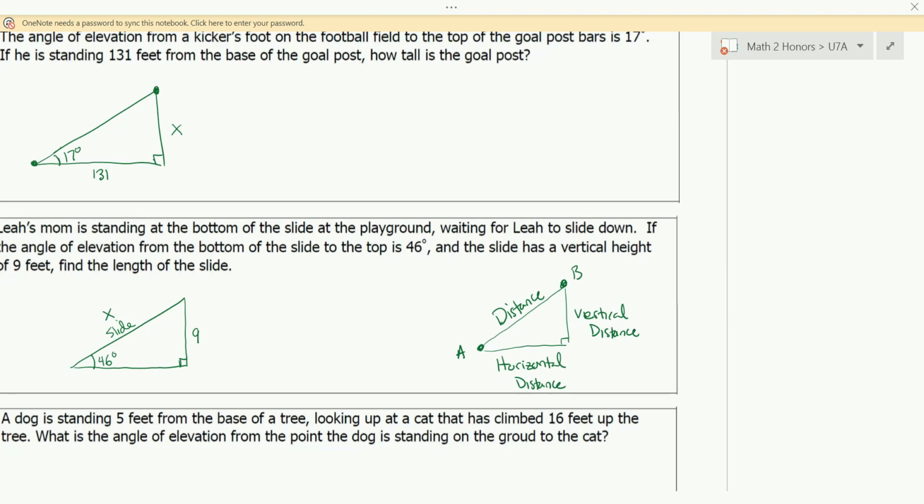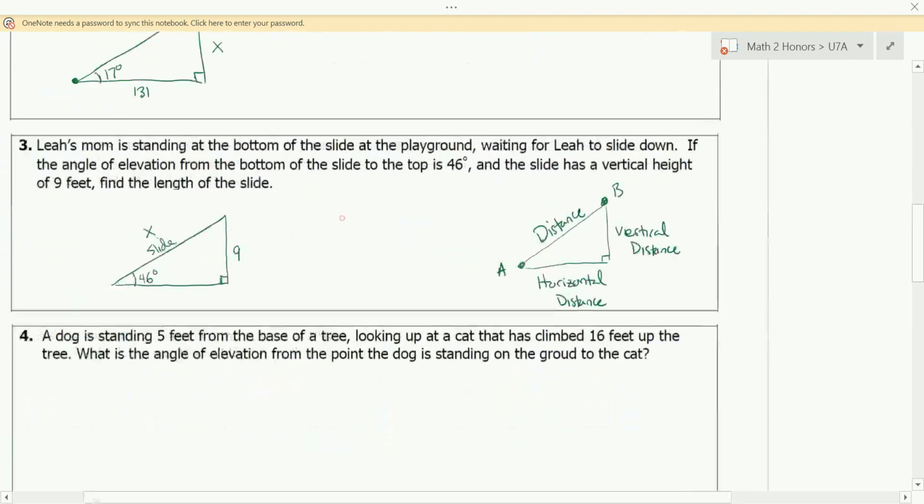And so as you read through these word problems, some will say the horizontal distance, some will talk about vertical, like vertical height here. You'll see those words come up. And just having that in the back of your mind will help you with some of these. Okay. All right, try number 4.